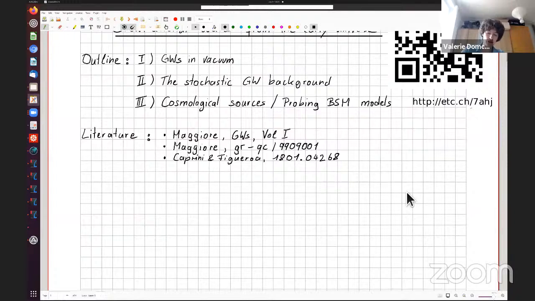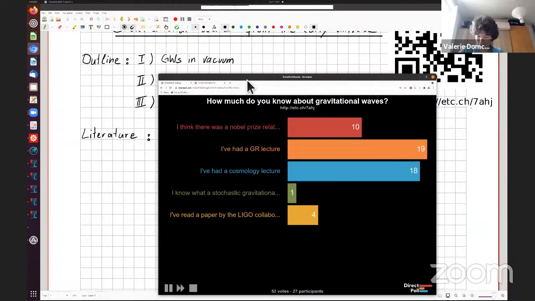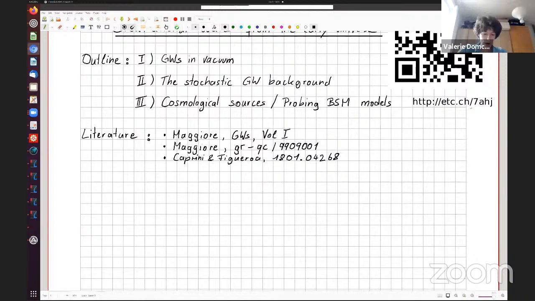Here is some literature relevant for the course. Essentially this first item is more or less the first lecture, and then the second 2 items will become relevant for the other 2 lectures. And just to give you a feeling of how much the other people in this room currently know about gravitational waves, this is the current status of the polling results. I see we have a couple of experts, but it seems I'll be able to teach all of you something. Okay, so let's get started.